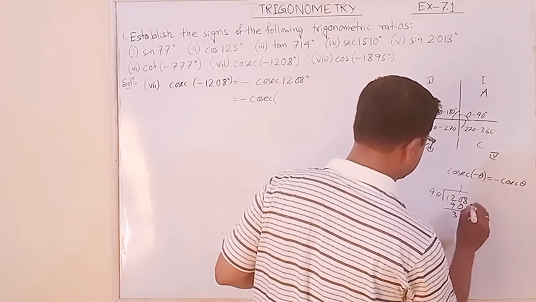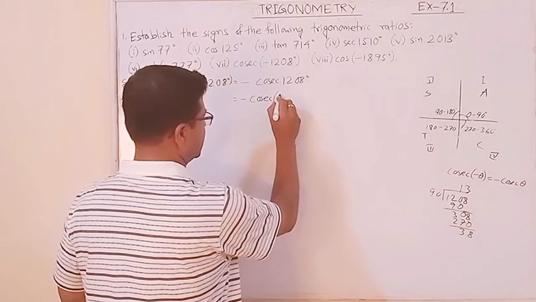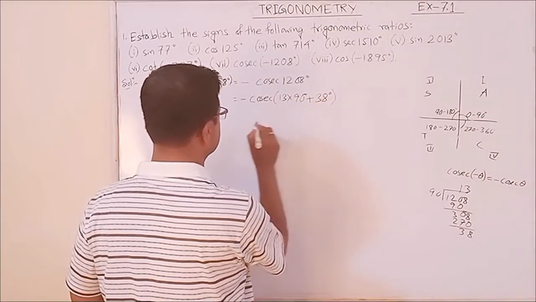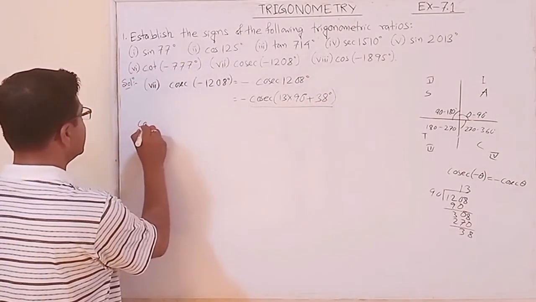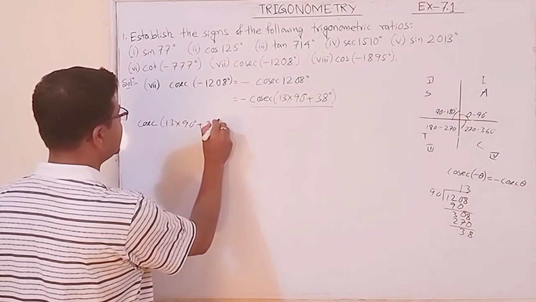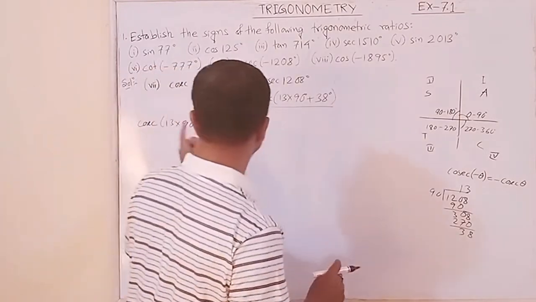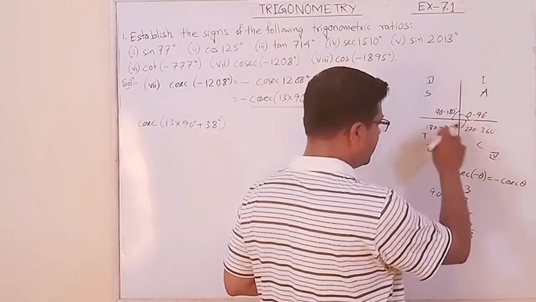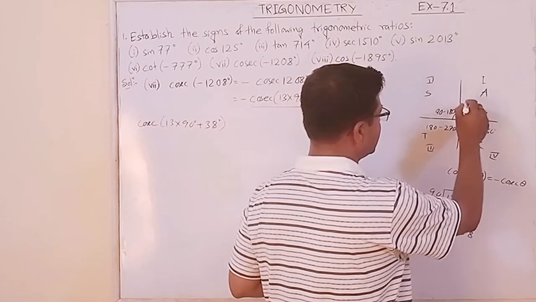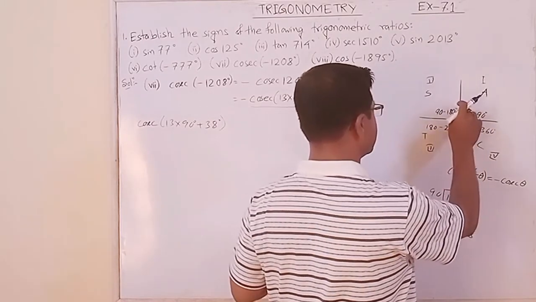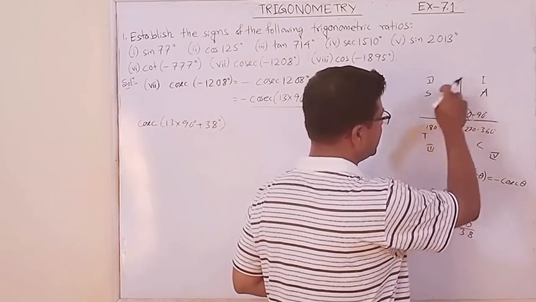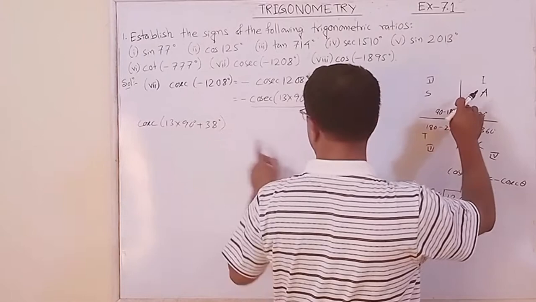1208 divided by 90. So this is 13 into 90 degree plus 38 degree. We want to see where it lies. Here cosec 13 into 90 degree plus 38 degree. This is 13 times 90: 4 times, 8 times, 12 times, then this is 13 times. Again I repeat: 4, 8, 12, 13. This is 13 plus 38.